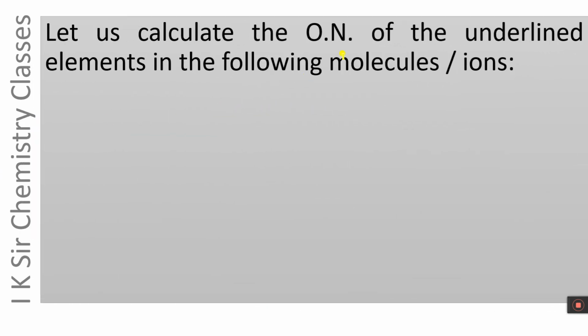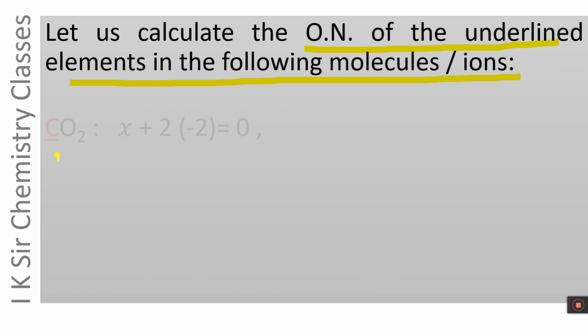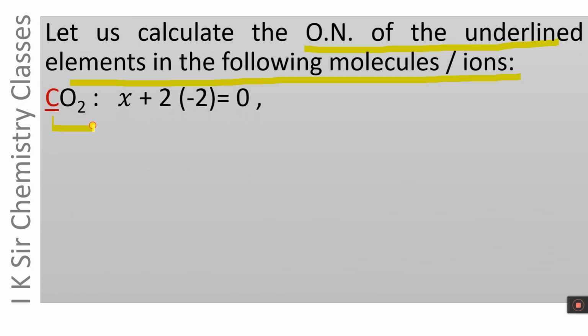Let us calculate the oxidation number of underlined elements in the following molecules or ions. Carbon dioxide, let the oxidation number of carbon be x. The oxidation number of oxygen is -2. Then oxidation number of 2 oxygen atoms will be -2 into 2. On solving it, we get x equals to +4. It means the oxidation number of carbon in CO2 molecule is +4.